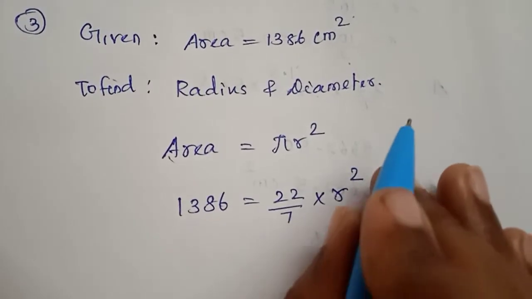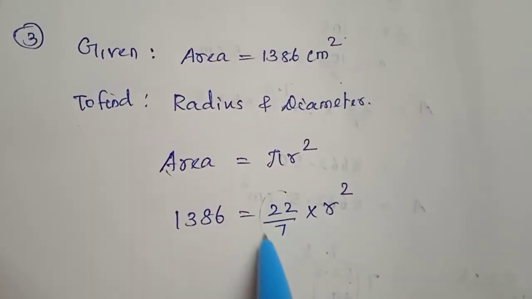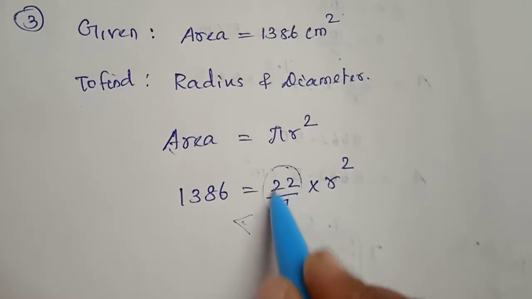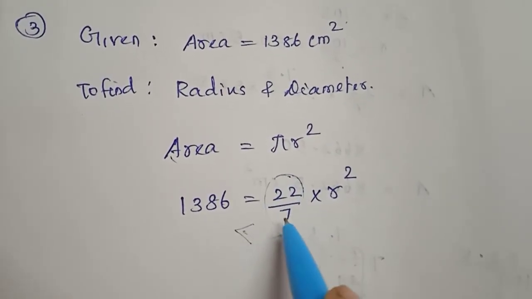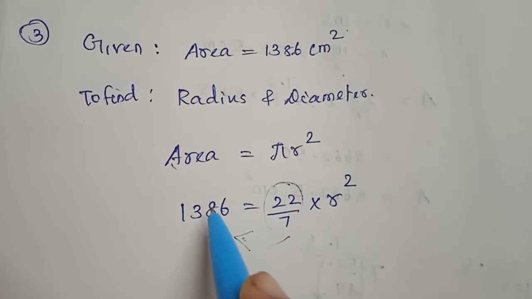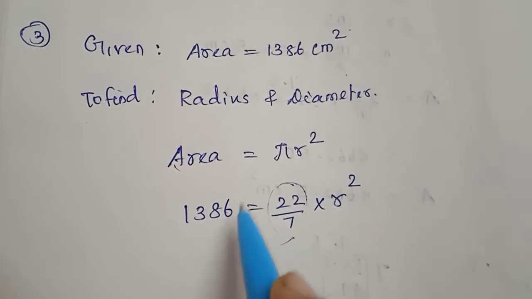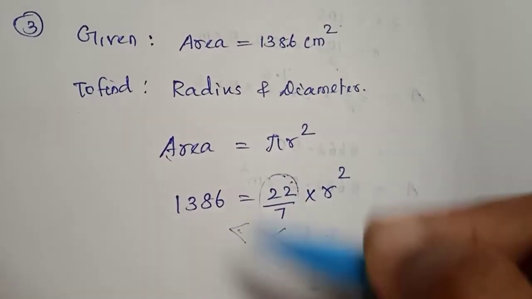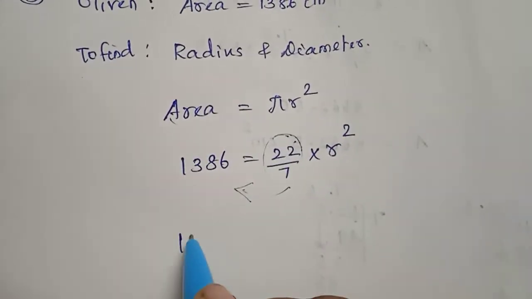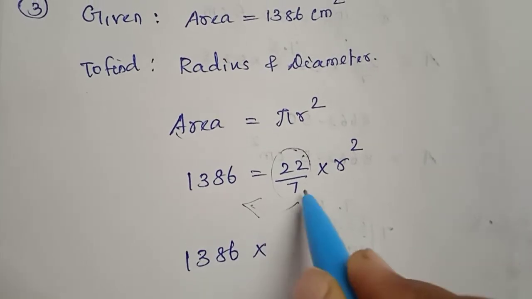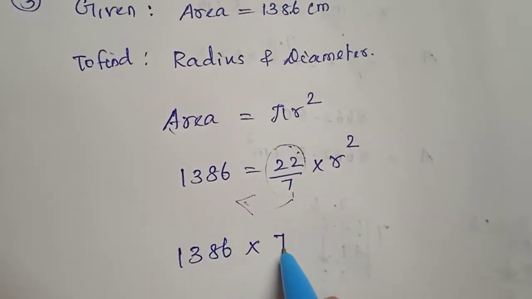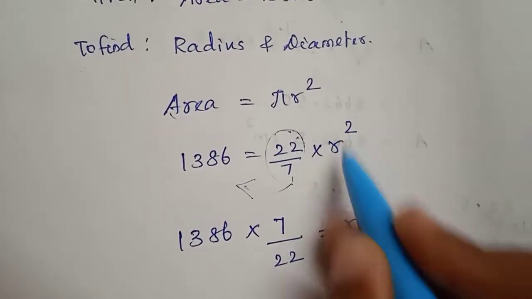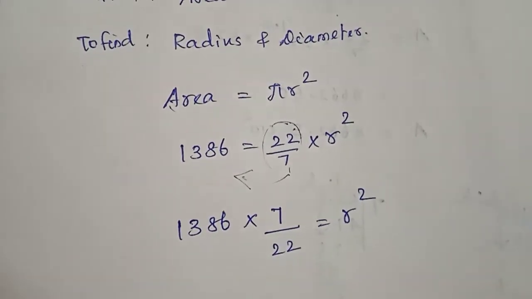So we'll keep r on this side and bring 22/7 to the left side. Whenever you have a fraction, if you bring it to the other side, it will come as a reciprocal. Reciprocal means whatever we have in the numerator will come in the denominator, and the denominator will come in the numerator. So 1386 into 7/22 is equal to r square. This r square remains the same on the right side.